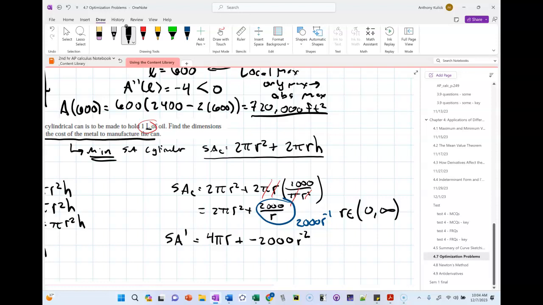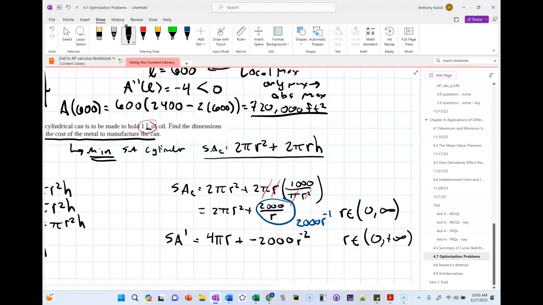Everybody's okay with how I did that? Right? Negative 2,000 over R squared would be fine also. What's the domain here? Not all real numbers. 0 to infinity. Still the same thing, right? Why do we get infinity if it's a defined cylinder?